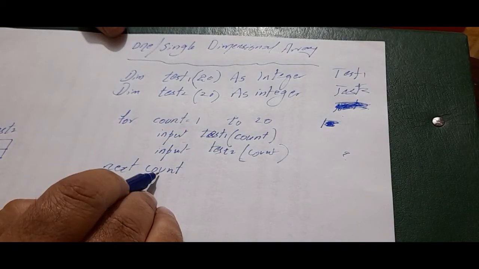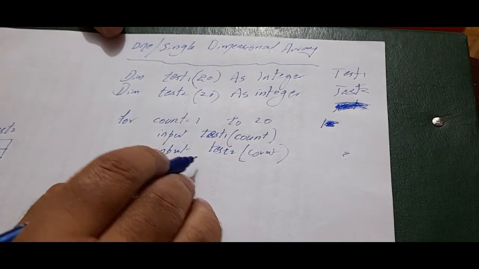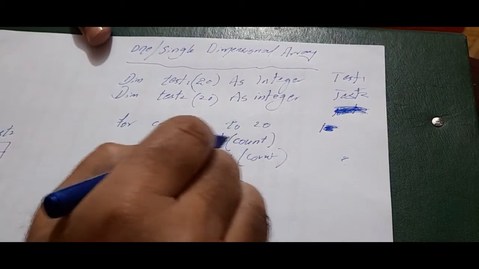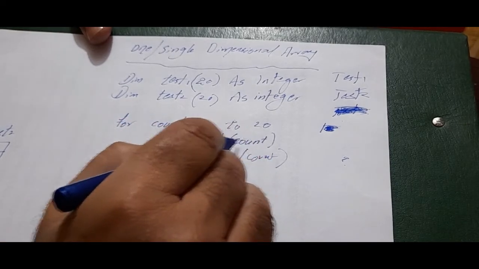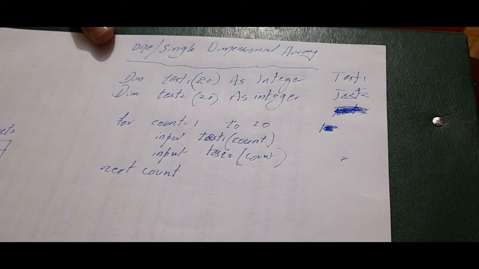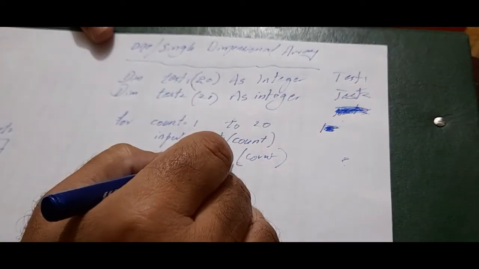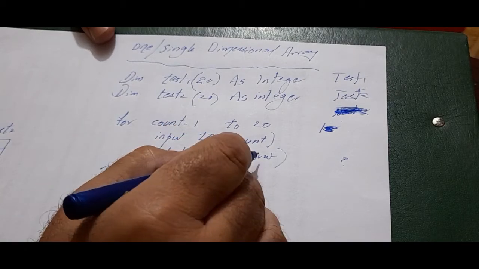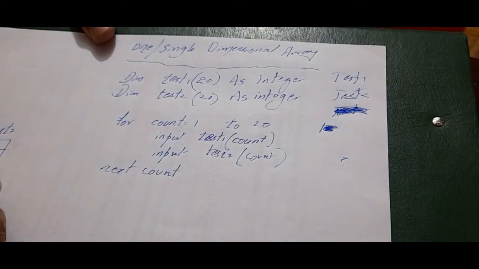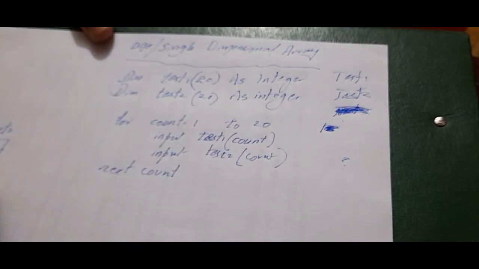So when the control goes to this line, next count, it means the second iteration of the loop will start. Now the count's value has become 2. Now when we write the marks against this statement, that will go into test 1's second location. For example, the second student got 80 marks in test 1. On this statement, the marks will be written in the second location of test 2.